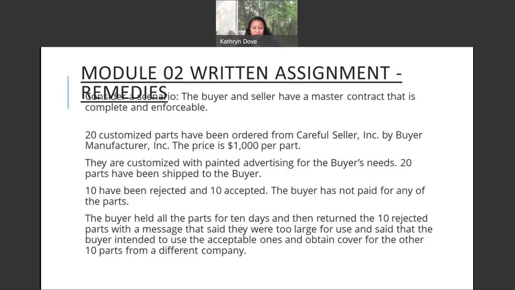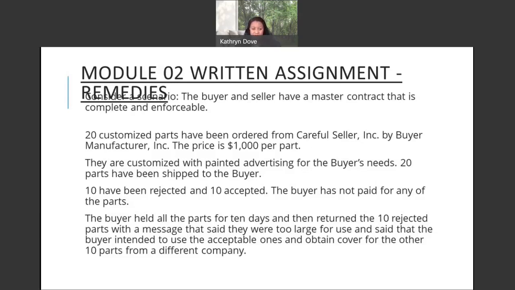The buyer held all the parts for 10 days and then returned the 10 rejected parts with a message saying they are too large for use, said that the buyer intended to use the acceptable ones, and then obtain cover from a different company. So right now you should be thinking, okay, what UCC rules are coming into play? You can write this down on a piece of paper.